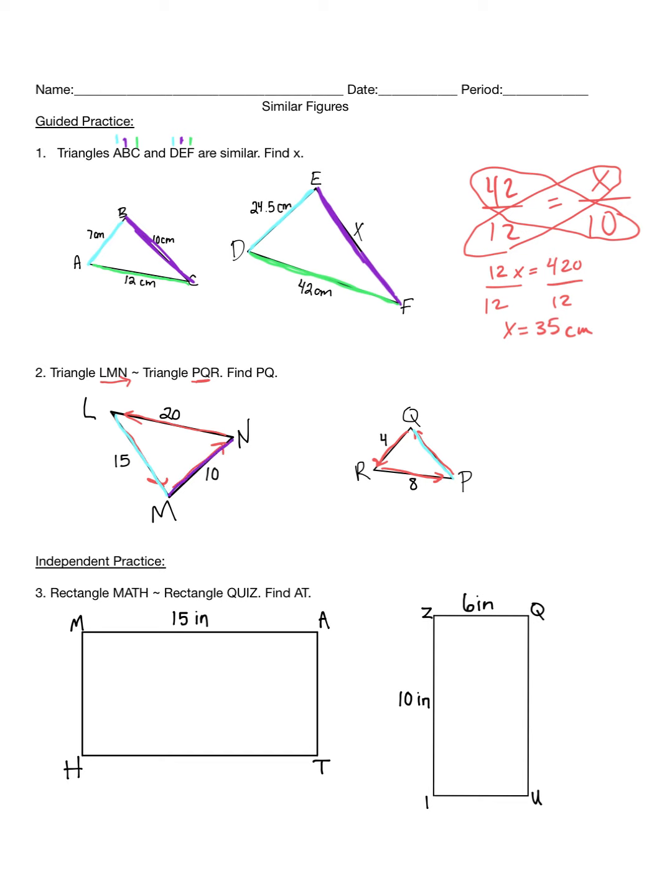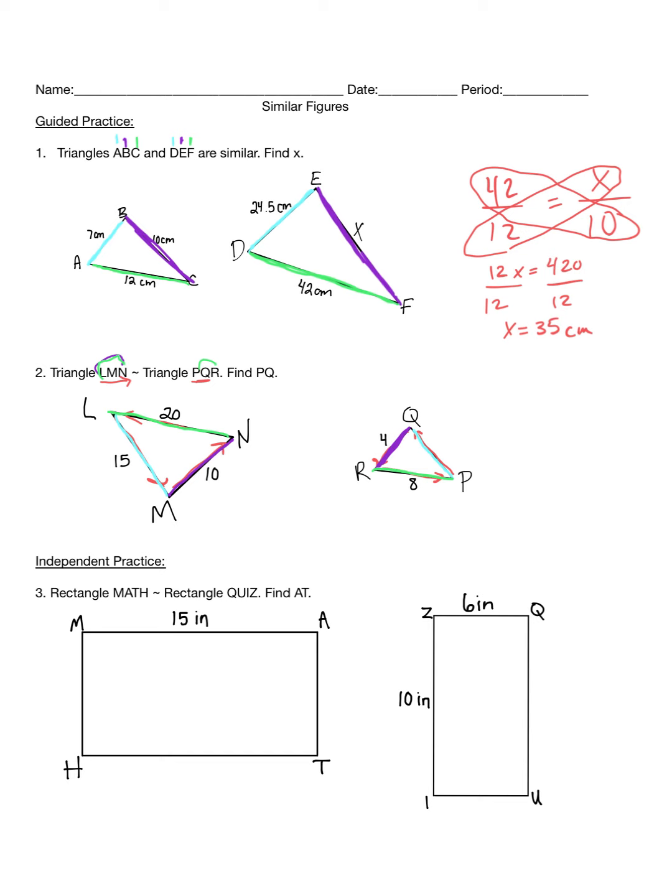MN is going to be the same as QR. Not the same, but similar, excuse me. And then N back over to L. I guess I should have done that in green. N back over to L is going to be similar to R back over to P. Okay. Now, we can see that this was rotated, right?